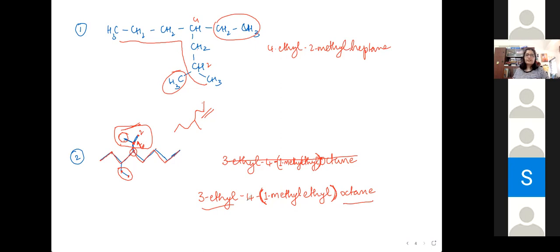It's very, very logical, guys. If you know the rules, you don't have to think further. Longest chain here is octane. On octane, on the 3rd carbon there is an ethyl, on the 4th carbon there is something. What is there? If it is simply an ethyl, it would have been 4 ethyl, so 3, 4 diethyl. But it's not simply an ethyl. On the ethyl there is 1 methyl. That's why you're putting it in brackets. Okay?